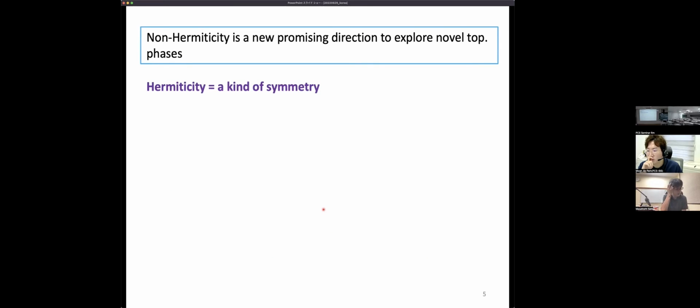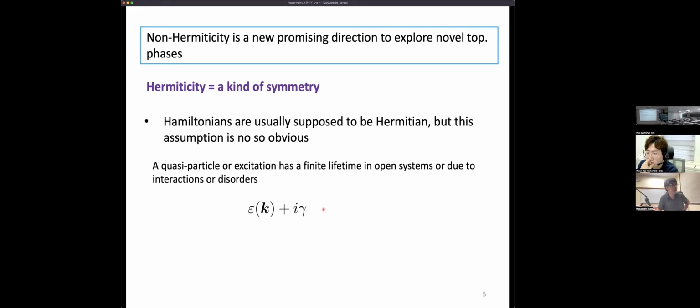And today I'd like to explain that non-Hermiticity is a new promising direction to explore novel topological phases. Actually, we can consider Hermiticity as a kind of symmetry. So by breaking the Hermiticity, we can realize new topological phases. As you know, the Hamiltonian is usually supposed to be Hermitian. This is a textbook assumption, but this assumption is not so obvious.